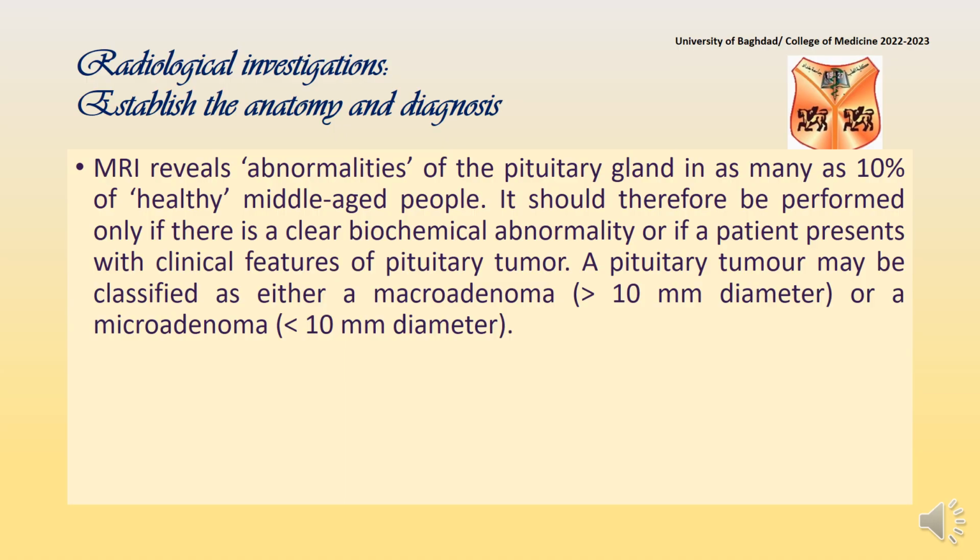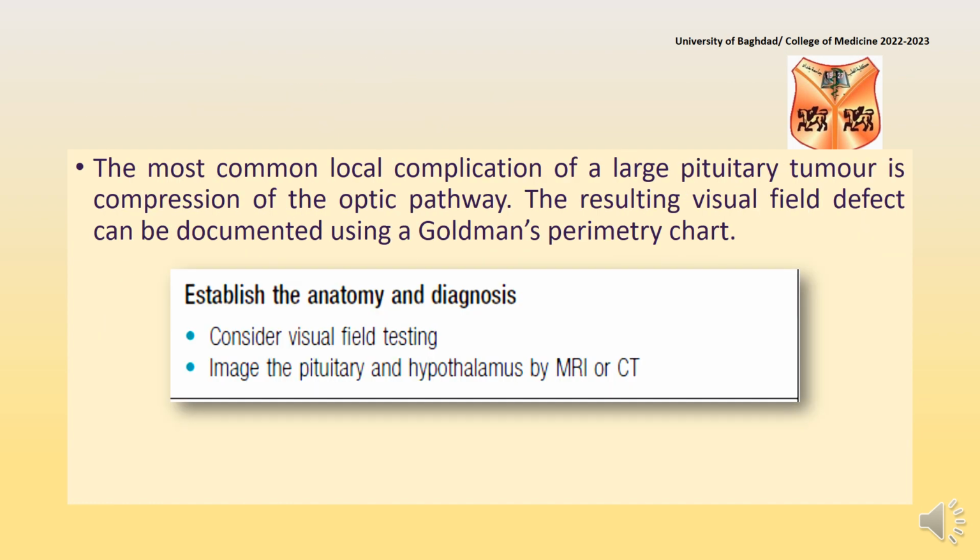A pituitary tumor may be classified as either macroadenoma, more than 10 millimeter or 1 centimeter in diameter, or microadenoma, less than 10 millimeter in dimension. The most common local complication of large pituitary tumor is compression of the optic pathway. The resulting visual field defect can be documented using Goldmann perimetry chart.